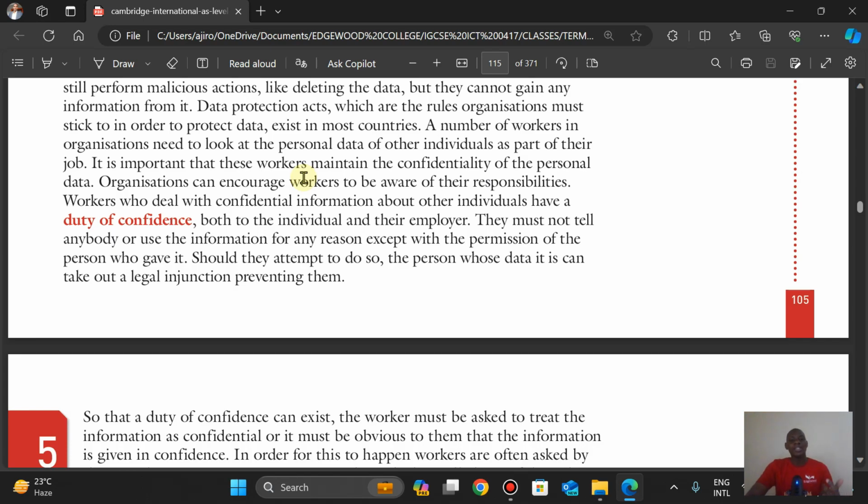Okay. Now, organizations can encourage workers to be aware of their responsibilities. It is very important for them to go to the terms and conditions, to ensure that all these things are put in place. Workers who deal with confidential information about other individuals have a duty of confidence. Yes, they do have a duty of confidence, okay, both to the individual and also to their employers. It simply means that in the Data Protection Act, they must not use the information for any reason except with permission of the person who gave it.